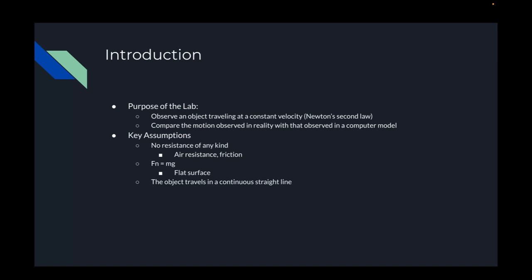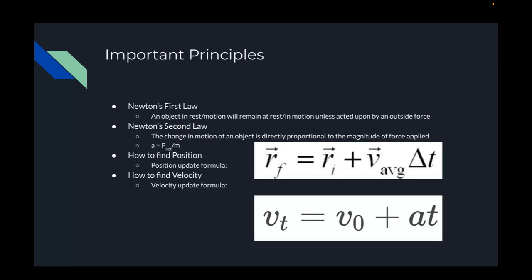In this lab, we're going to assume that there's no air resistance or friction of any kind. We're also going to assume that the force of normal, or the ground pushing up on the object, is equal to mass times gravity, which means that we're going to assume we are working on a flat surface that isn't going to go uphill or downhill, which could cause acceleration to the ball. We're also going to assume that this object is moving in a straight line.